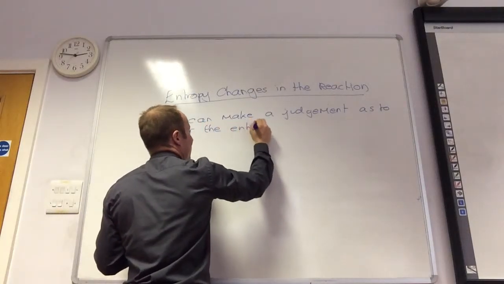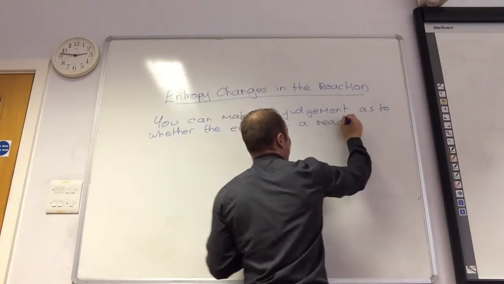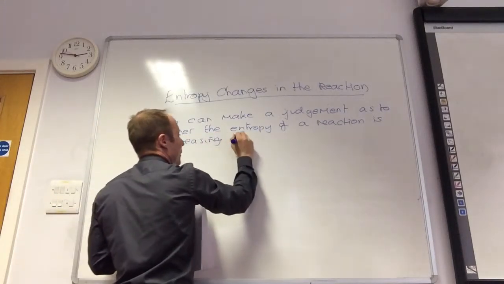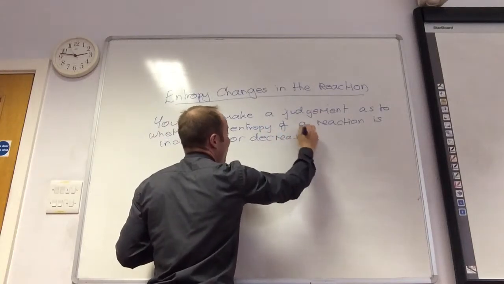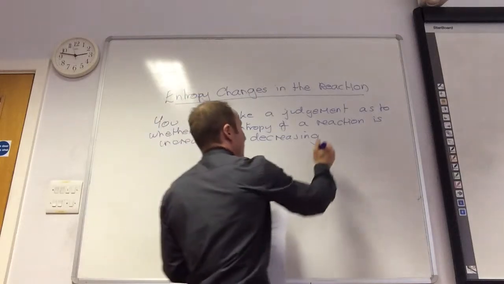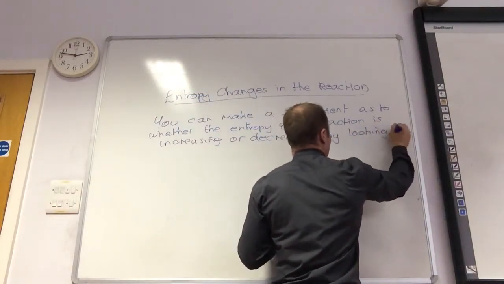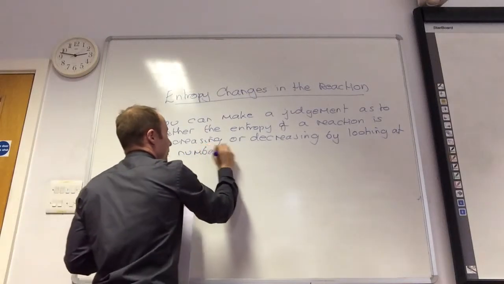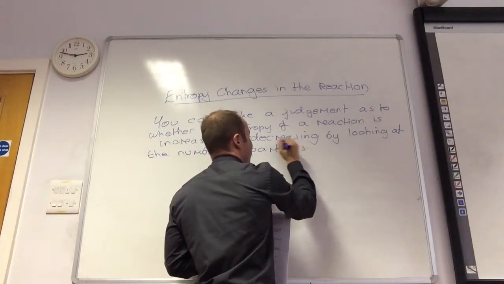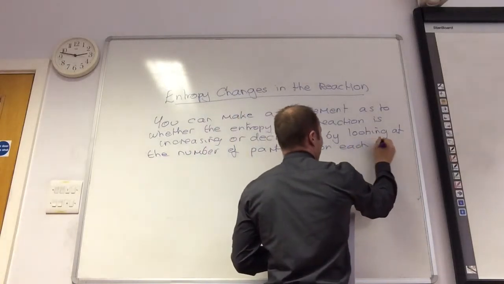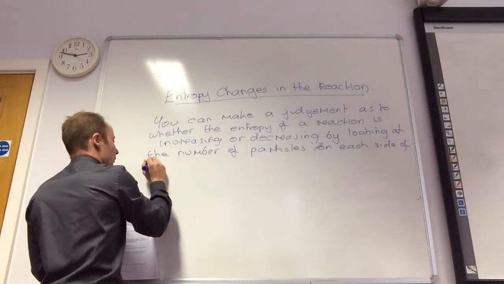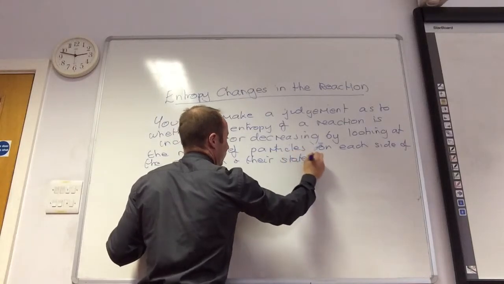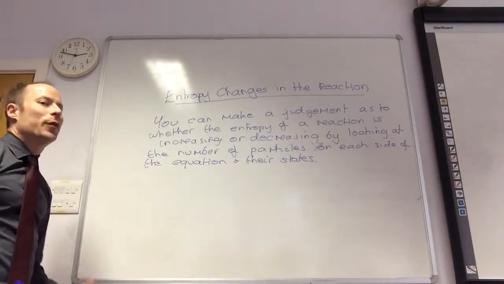You decide whether the entropy of a reaction is increasing or decreasing simply by looking at the number of particles and their state symbols, by looking at the number of particles on each side of the equation, and their states. So the key thing, look for changes in state.